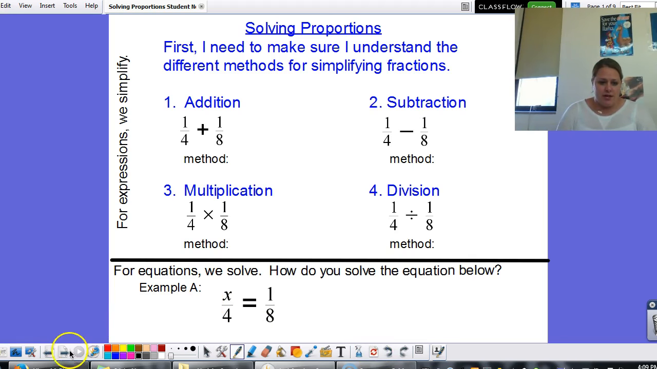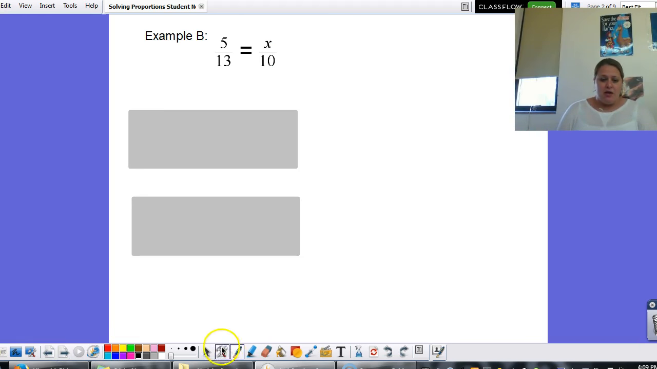On to the next page, example B. So now that we've revisited this, I'm going to solve by cross multiplying. Personally, I always start on the side that has x, since that's what this is all about. What value of x is going to make this true? So what's x getting multiplied with? 13. So I'm going to multiply 13 times x to get 13x equals, because it's a proportion. Go to the other side, 10 times 5 gives me 50.